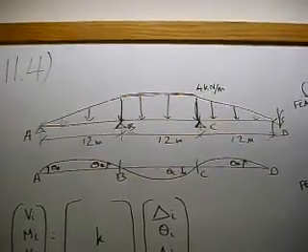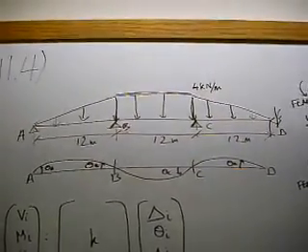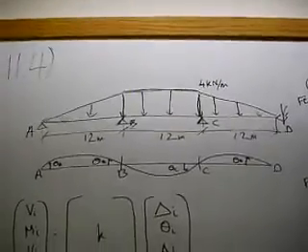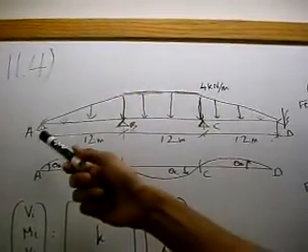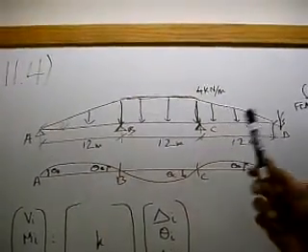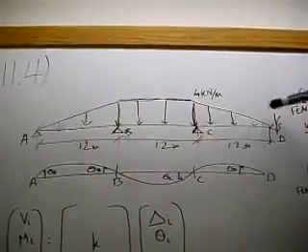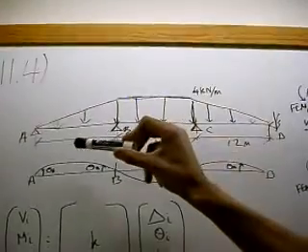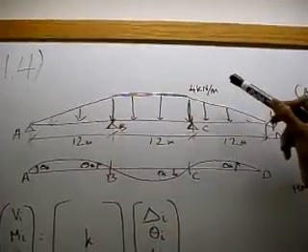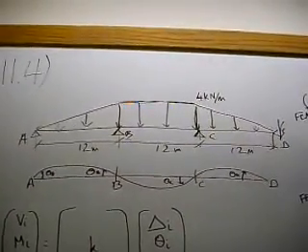This is problem 11.4, and we are asked to find the moments at B and C. As you can see from the diagram, we have pins at A, B, C, and D where it's walls. We have triangular loads between C and D and A and B, and a rectangular load of 4 kilonewtons per meter between B and C.